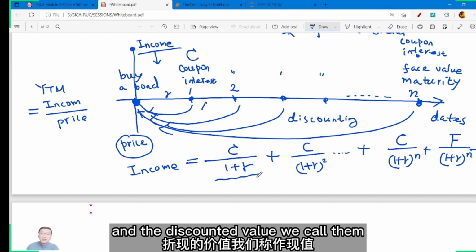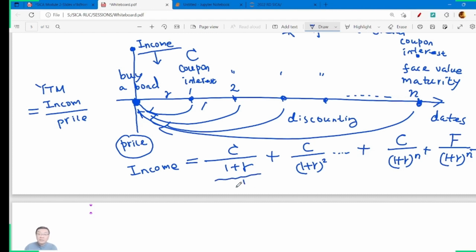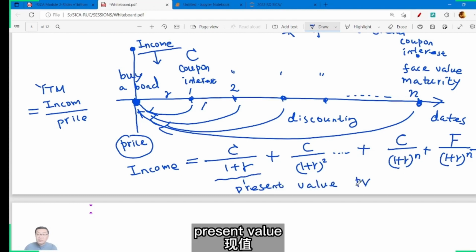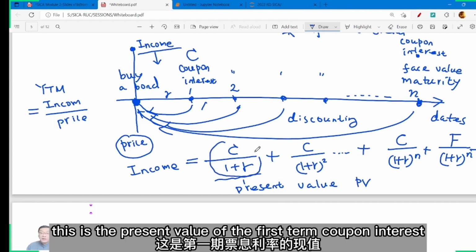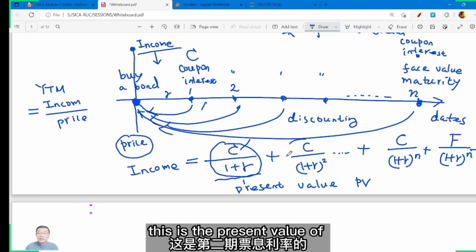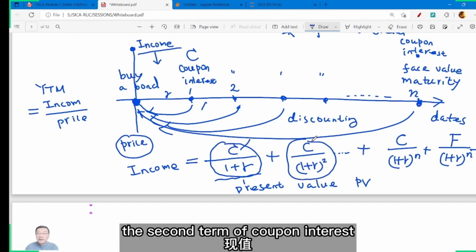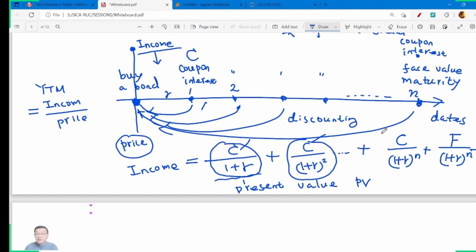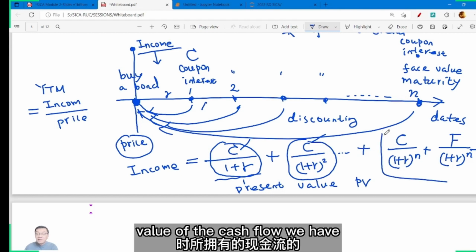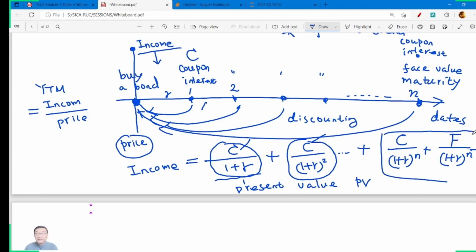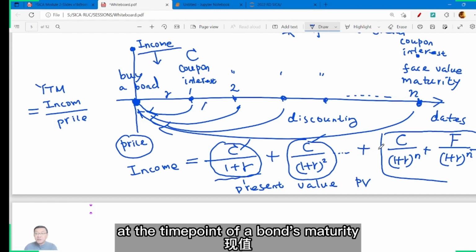And the discounted value, we call it present value, or in short, PV. This is the present value of the first term coupon interest. This is the present value of the second term of coupon interest. This is the present value of the cash flow we have at the time point of a bond's maturity.